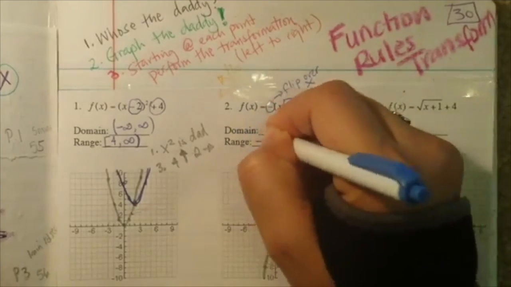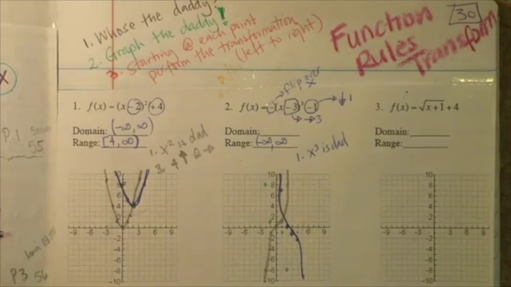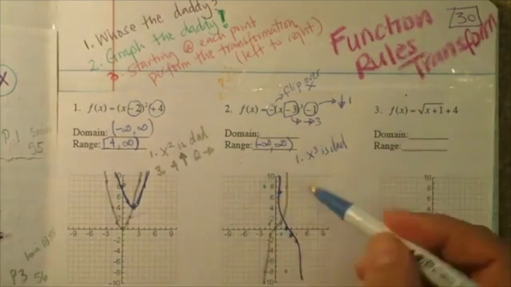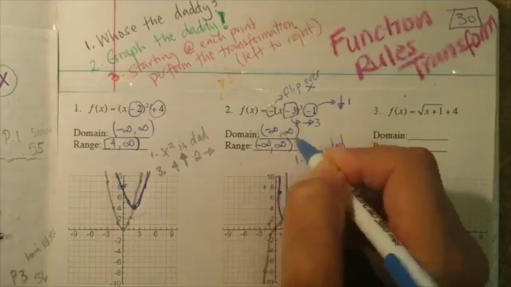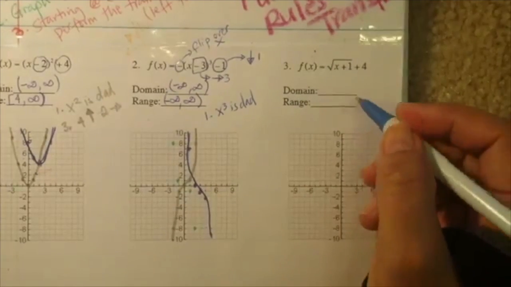Let's take a look at domain and range. Again, on the range, it goes on forever in both directions, negative infinity to infinity. On the domain, x-wise, it also goes on forever, negative infinity to infinity. That's it.